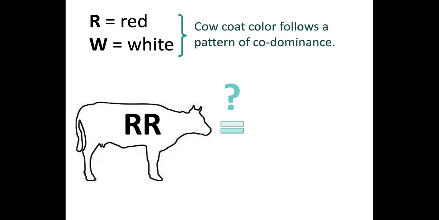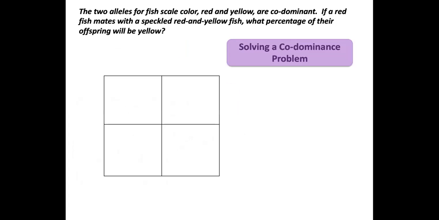R red, W white, RR, WW, RW, red and white, which is roan. Okay. All right. Now we're gonna do the same steps we've been doing all week and solve a Punnett square.